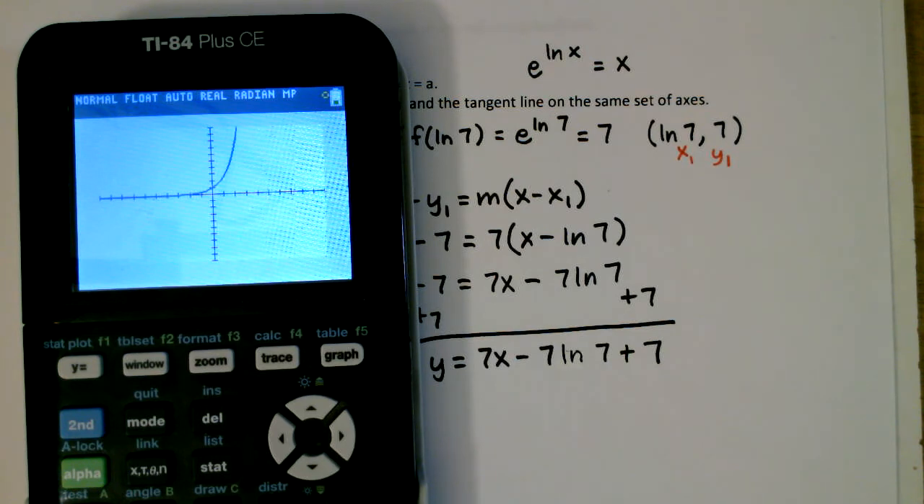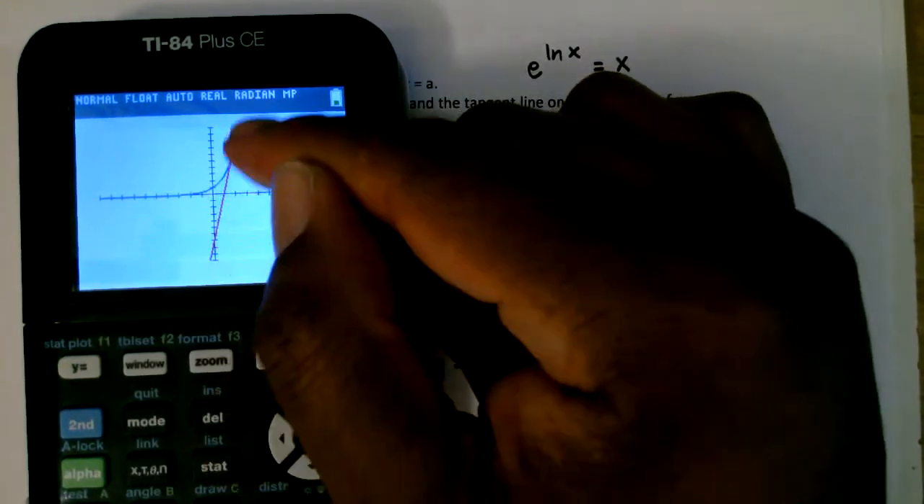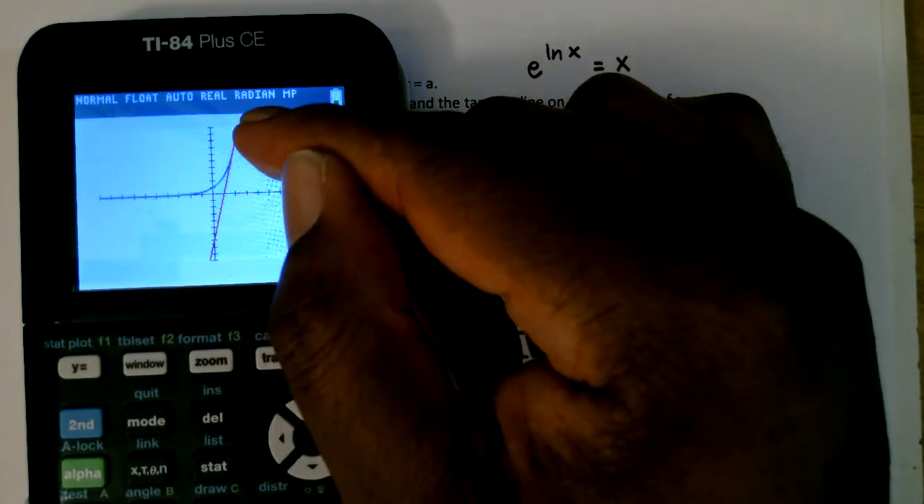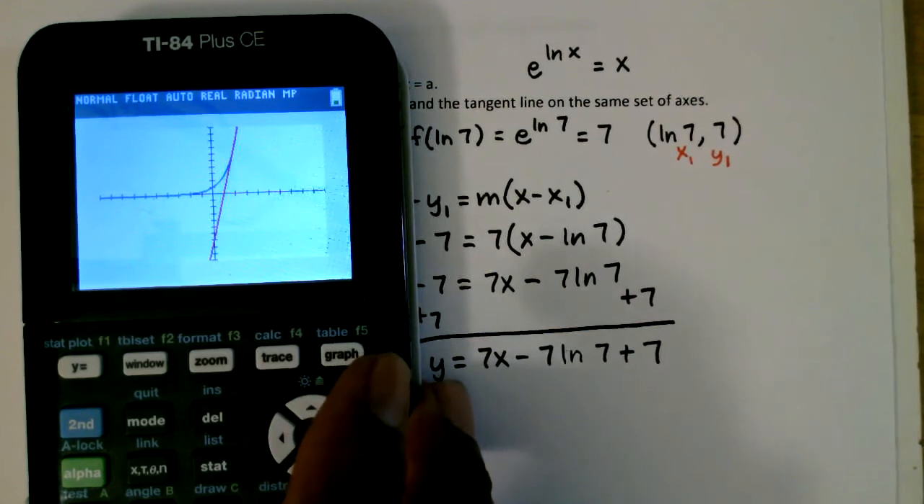Well, there's the graph of y is equal to e to the x. And here you're going to see the graph of y is equal to 7x minus 7 ln of 7 plus 7. Okay. So here you can pretty much see that this is the equation of that tangent line. Okay. So that was part B, just on the graph.